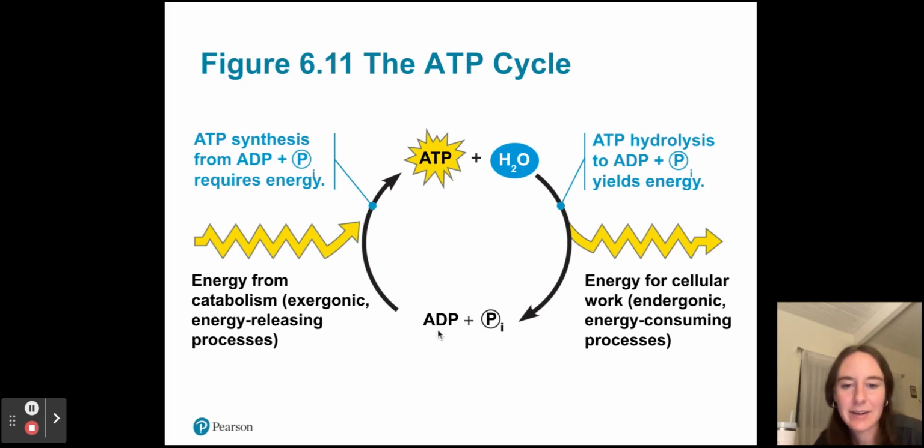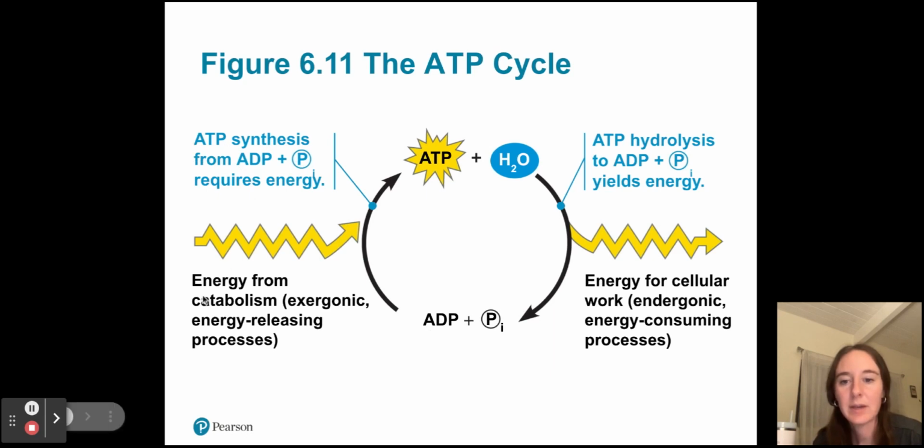As soon as you add that inorganic phosphate, now those oxygens in the phosphate are going to push up against the oxygens in the second phosphate here in the ADP. And so that's hard to do. So it requires energy to build this molecule. So ATP synthesizing, making ATP from ADP and inorganic phosphate, requires an input of energy.